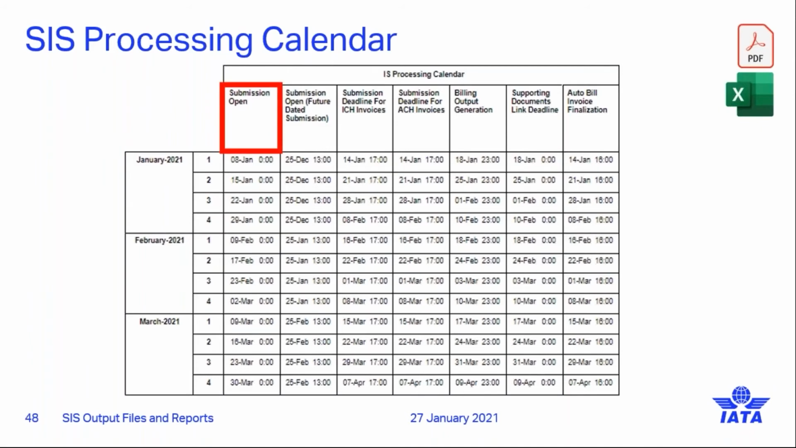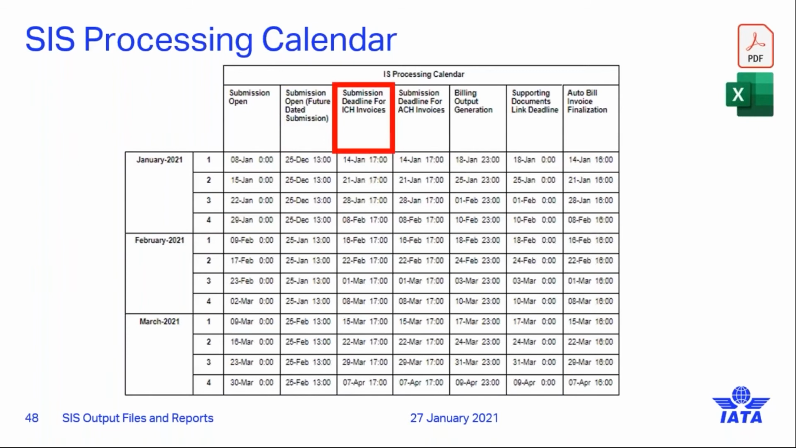So as we begin, we take a look at submission open. This is the day and time invoices can be submitted for that billing period. Continuing on to the next column, we look at submission open for future submission. Those who had the future submission enabled can upload/validate invoices on the 25th for the following month. This is ideal for anticipating the submission date, cyclical invoices, or predetermined invoices.